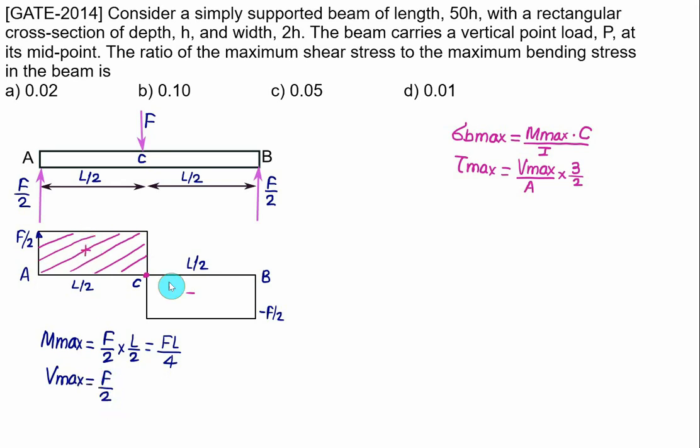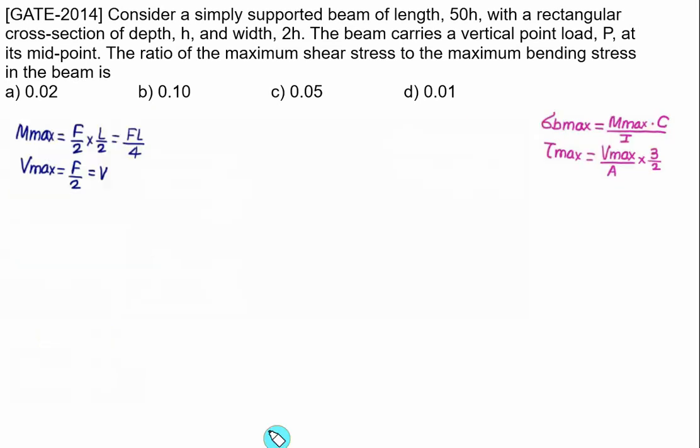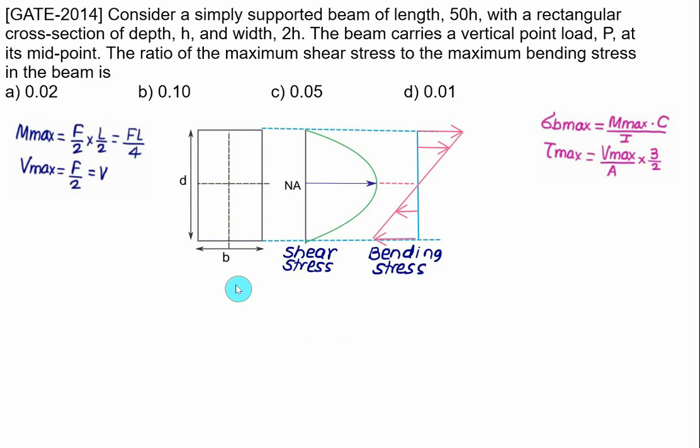Either you can take this height or you can take this height. So this is same as our regular shear force equal to V. So maximum shear will be equal to V is same as F by 2 and the maximum bending moment is equal to FL by 4. For rectangular section of width B and the depth D, we have shown here the shear stress. Shear stress is maximum at the neutral axis, 3 by 2 of the average value of a shear stress, that equal to F by 2.